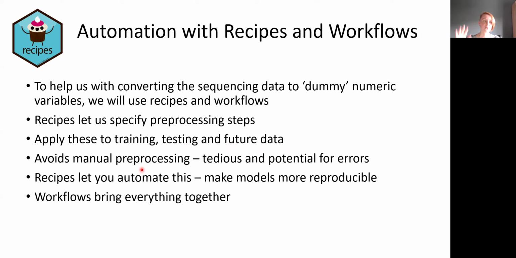So it stops you from accidentally doing something slightly differently or in a slightly different order that might give you slightly different results. So it makes your models more reproducible if you use these recipes. And then we can use a workflow to bring everything together. It brings together our recipe and our model and lets everything be run at the same time.